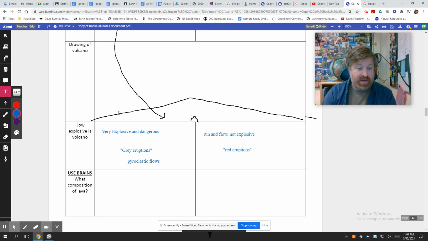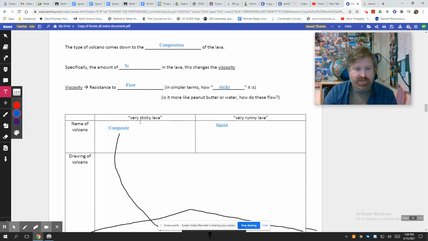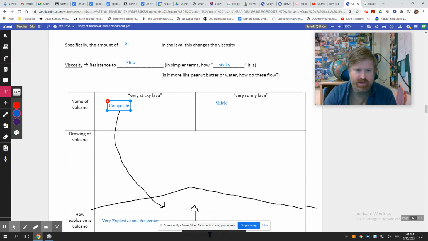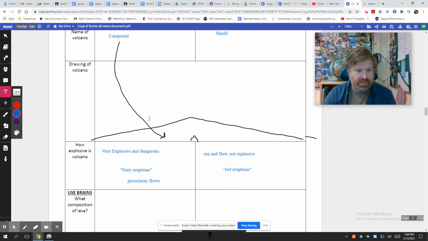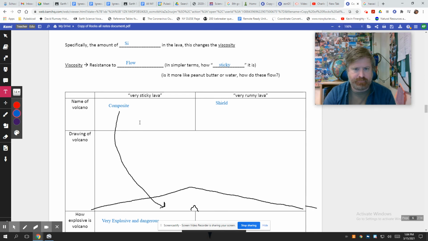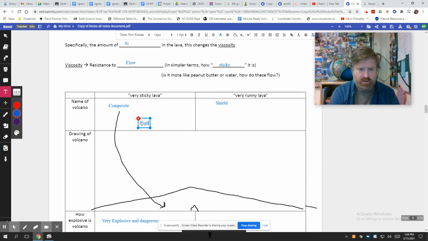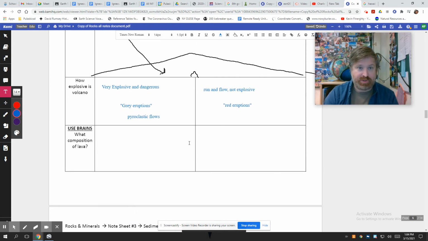All right, so using brains, what's the composition of lava then? These guys, the composite volcanoes, and this went with the end of the rock lab, and it's a bit tricky to make these connections sometimes. So think about it. Composite volcanoes with a very sticky lava that are high in silica, which we should have mentioned, right? High in Si, these guys being low in Si. So what's the composition of the lava?